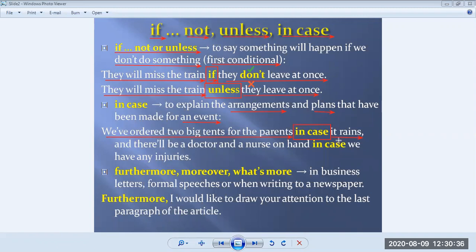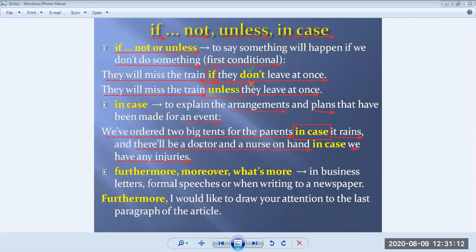For example, it might rain. In case it rains, they have arranged big tents, not small tents. Why? This is the arrangement for the event. Maybe they went for a picnic, maybe they went for outdoor traveling. And then it continues here, have a look, okay? And there will be a doctor and nurse on hand. The other part of the sentence is: we have any injury.